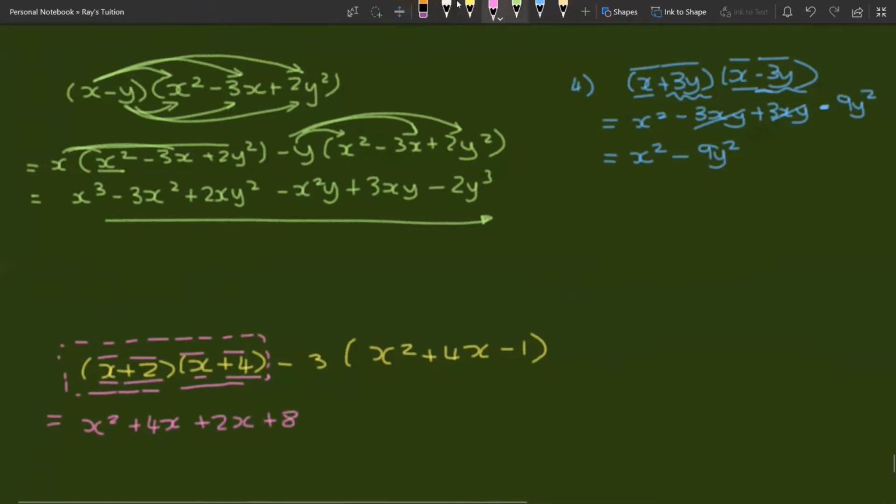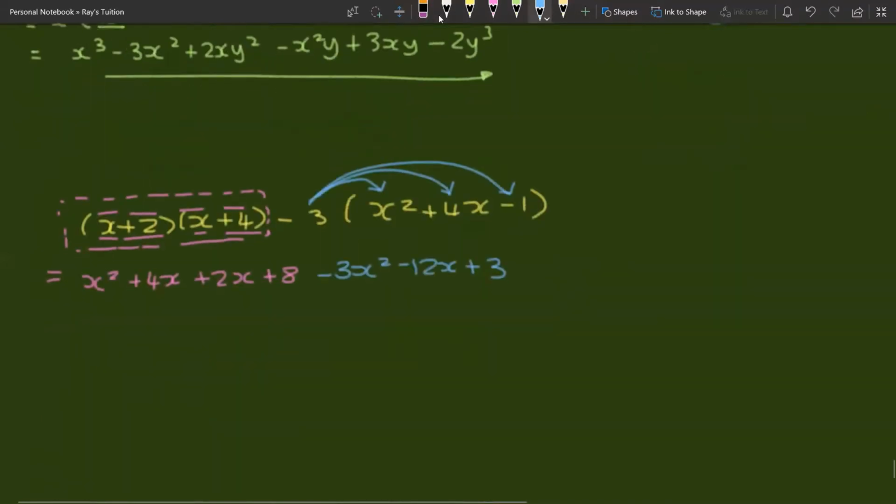Okay, so then in the second part we've got this negative 3, which we have to distribute to every term in the bracket. So that's what we're going to do. Negative 3 times x squared is negative 3x squared. Negative 3 times 4x is negative 12x. Just watch your signs. And a negative 3 times a negative 1 is a positive 3.